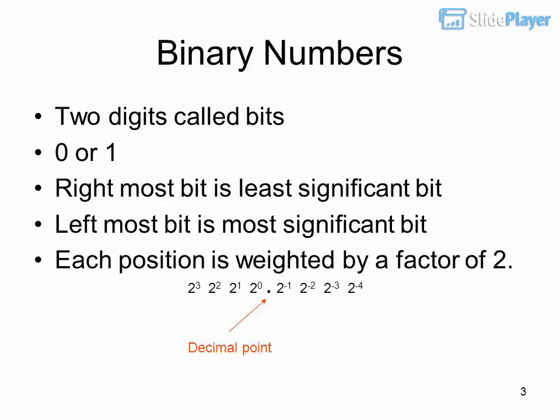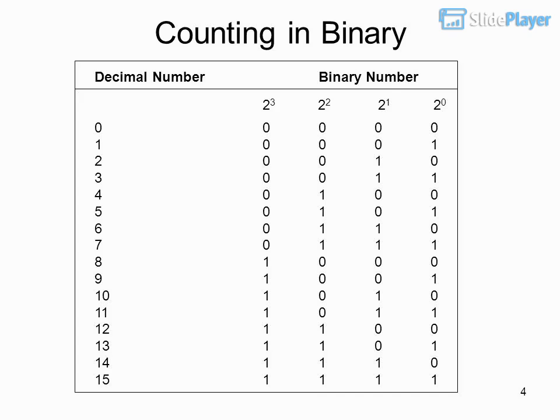Binary numbers have 2 digits called bits, 0 or 1. The rightmost bit is the least significant bit. The leftmost bit is the most significant bit. Each position is weighted by a factor of 2: 2^3, 2^2, 2^1, 2^0. Counting in binary: decimal number and binary number.